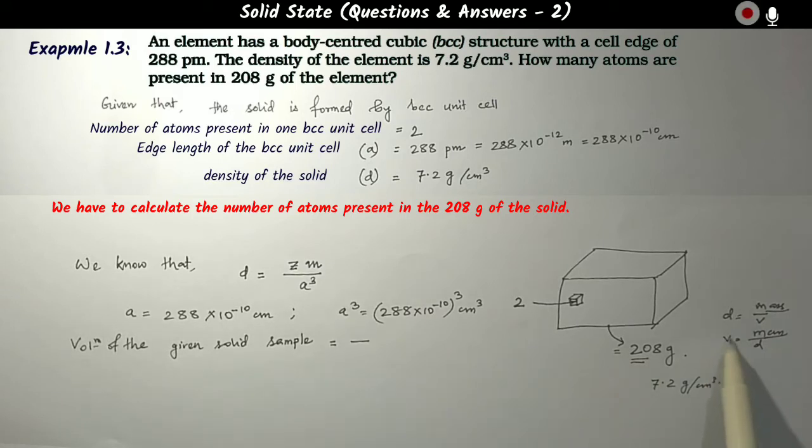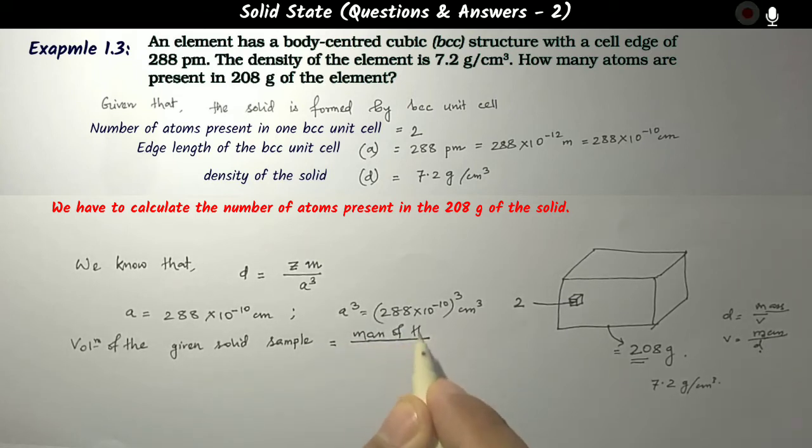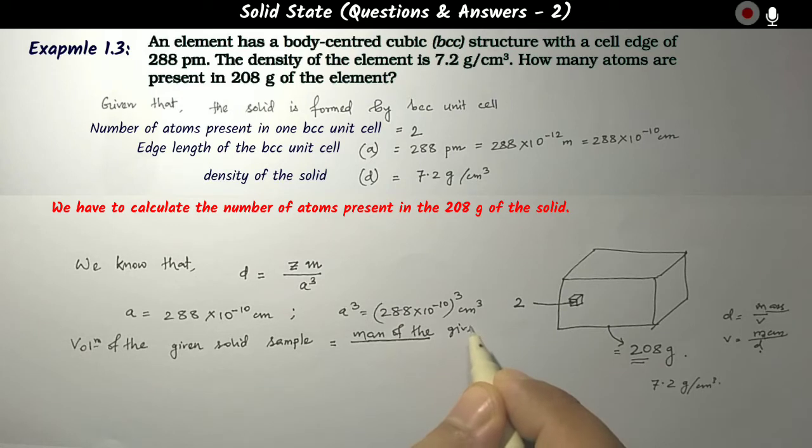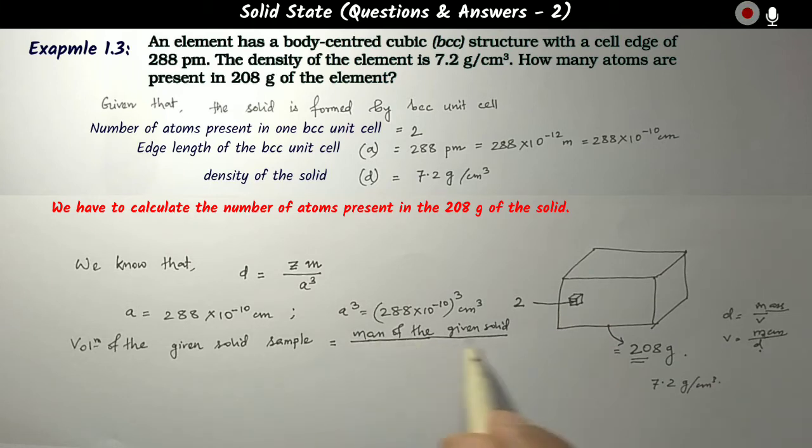Let's suppose this V represents the volume of this entire solid. So we have to write here the mass of the entire solid divided by the density of that solid. Here the volume of the given solid sample will be the mass of the entire solid, not the mass of only one unit cell, because we are trying to calculate first the volume of the whole sample. So it will be divided by the density of the solid.